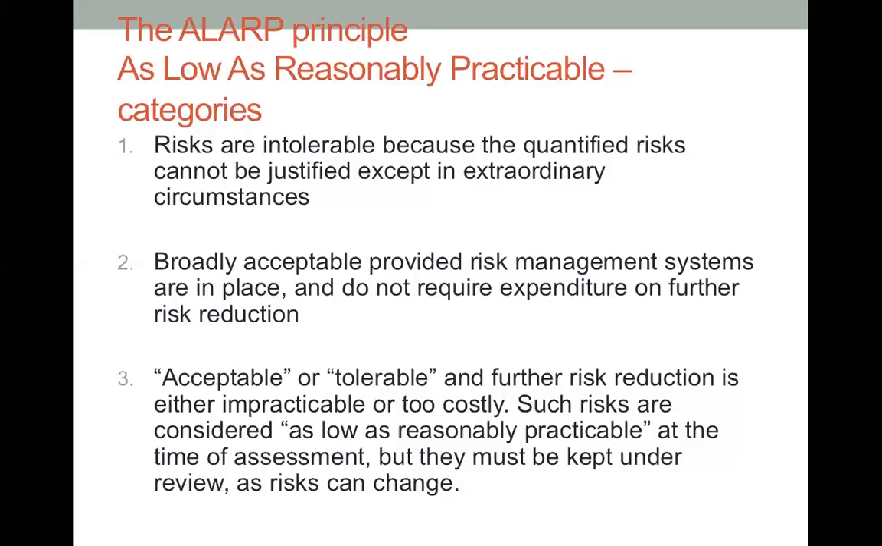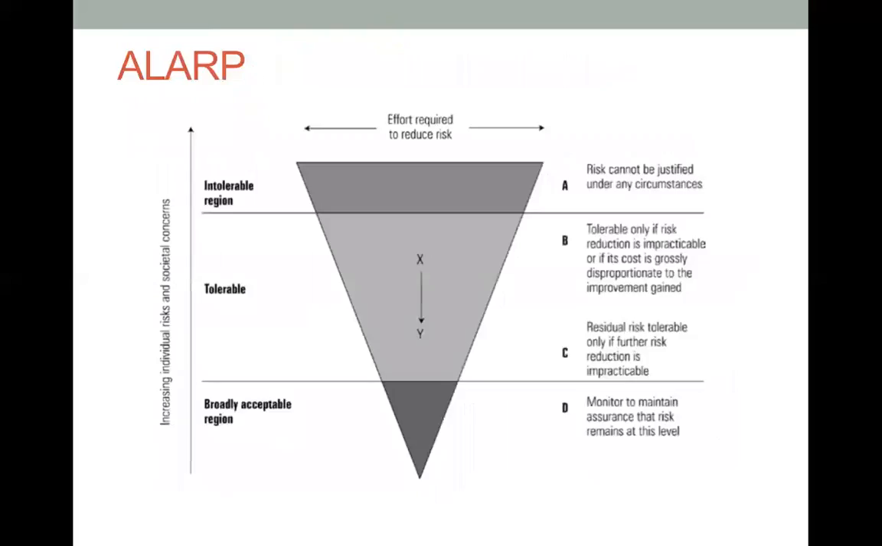Now, this group is actually considered as low as reasonably practicable. Probably this diagram helps us understand it better. Again, as discussed before, the first group here is what we call the intolerable region. Here we say that risk cannot be justified under any circumstances. If we try to address this, we need to spend a lot of resources, and we may not have the capability to do it.